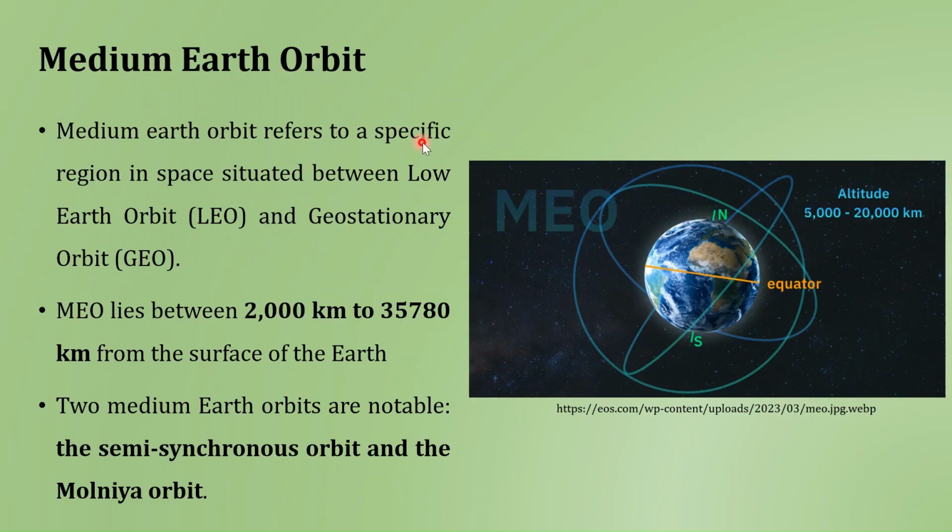Next is medium Earth orbit. It refers to a specific region in space which is between the low Earth orbit and the geostationary orbit. So it lies between 2000 kilometers to 35,780 kilometers from the surface of the Earth. And within the medium Earth orbit, we have two categories. One is the semisynchronous orbit and the other is the Molniya orbit, which is a highly elliptical orbit.